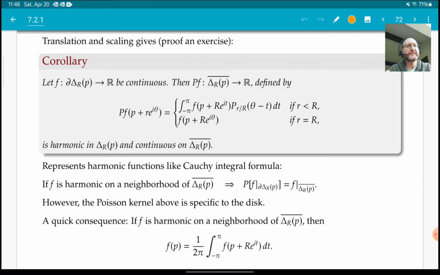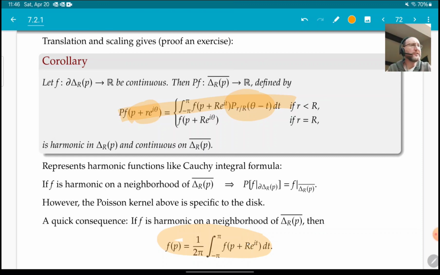Now, a quick consequence of this formula is that if I plug in, instead of any point in the disk, let's just plug in P. So let's set little r to 0. If I set little r to 0, this thing is just going to go away, it's going to become 1. So what I get is this formula over here. Now, that says that at the center of the disk, F is actually equal to its average on the boundary.